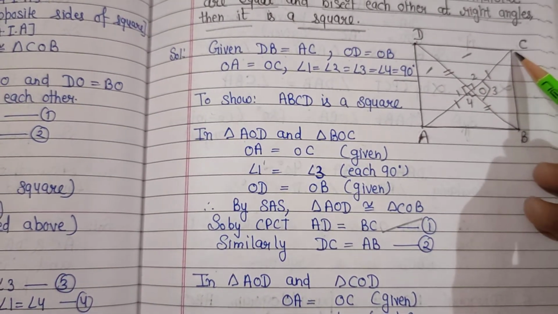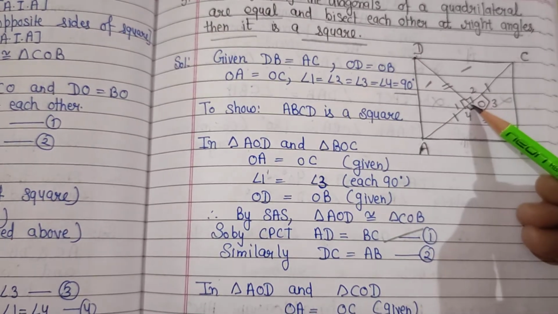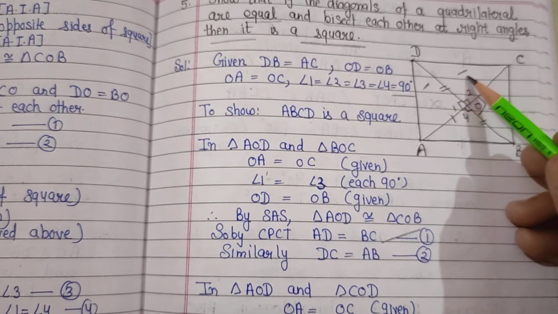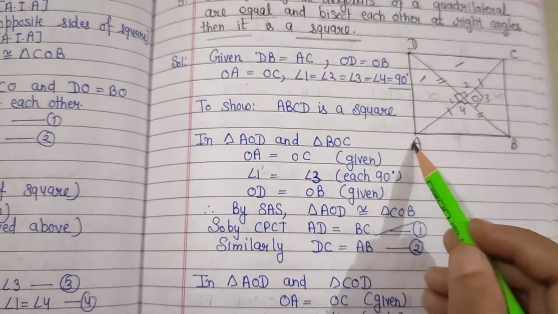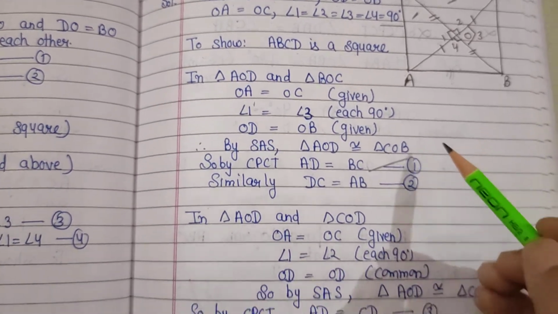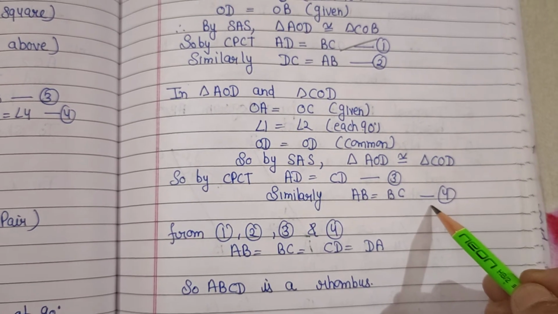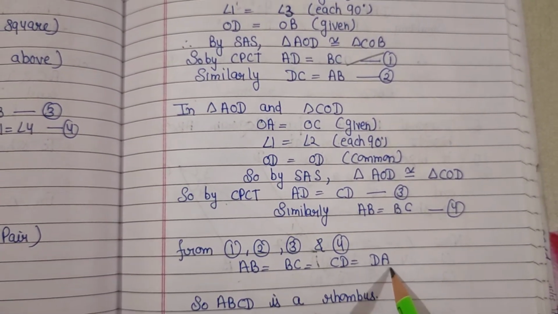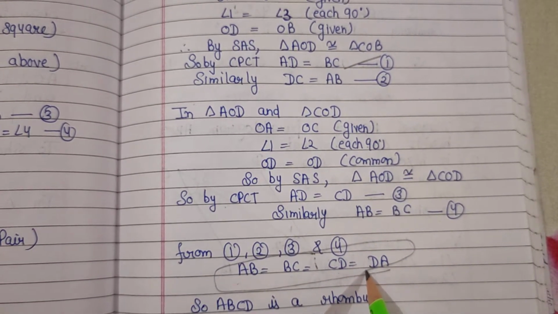AO is equal to OC, given. Angle 1 is equal to angle 2, each 90 degree, it is given. OD is common. So by side angle side criteria, both the triangles are congruent, and by CPCT, AD is equal to DC. Similarly, AB is equal to BC, I can prove. So from all the equations 1, 2, 3 and 4, I can write that AB is equal to BC is equal to CD is equal to DA. It means all the sides of the quadrilateral are equal.